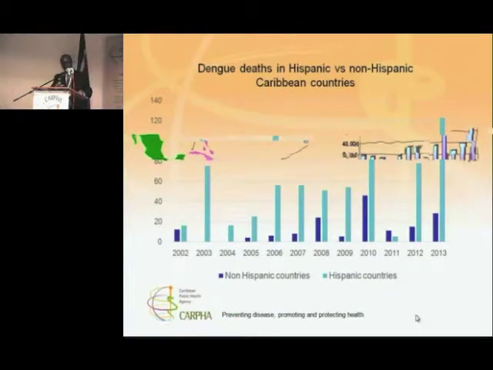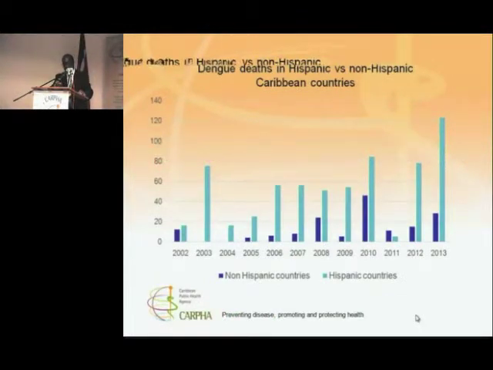If we now look at dengue in terms of non-Hispanic countries and Hispanic countries within the region, what we again see is a very similar pattern in terms of the increasing number of cases, but this increase appears to be greater in the Hispanic cases than it is in the non-Hispanic cases. Now, I'm not clear whether that is due to better efforts in terms of prevention and control, but this is something, again, which we can discuss later on.